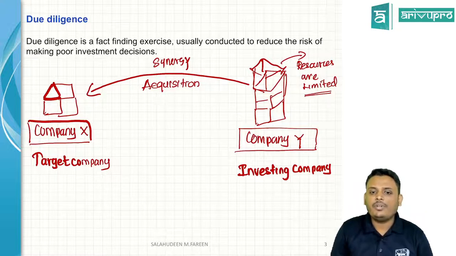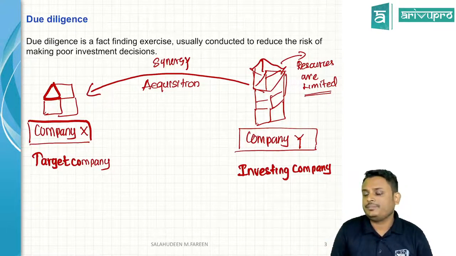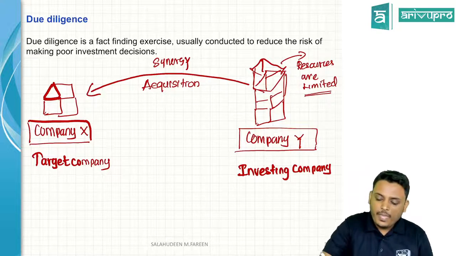Therefore, company Y now faces a problem. We are using limited resources, and sometimes company Y also borrows money, so the funds available are limited. We need to acquire company X, with synergy as the objective, but it is a very risky decision.